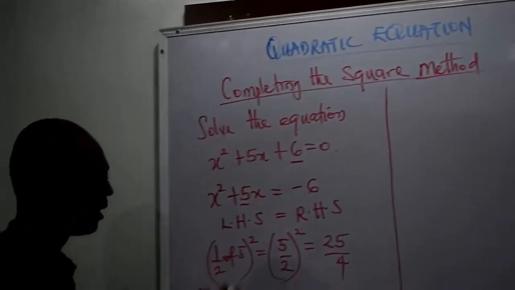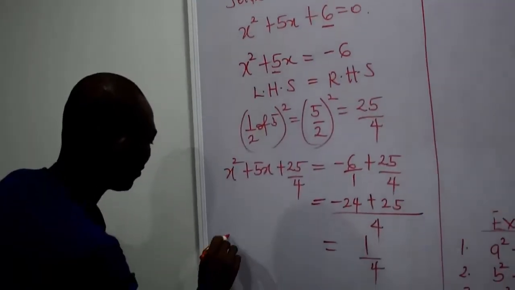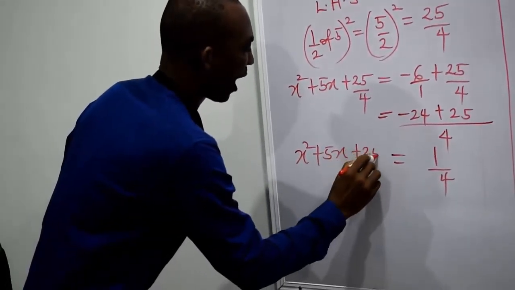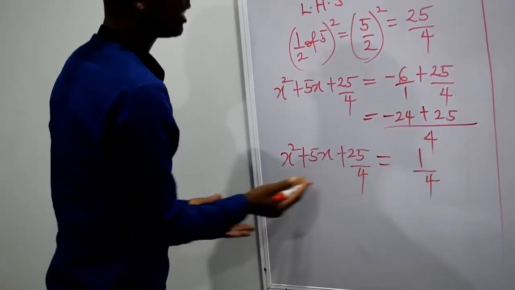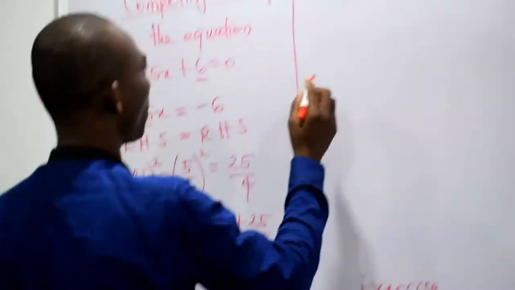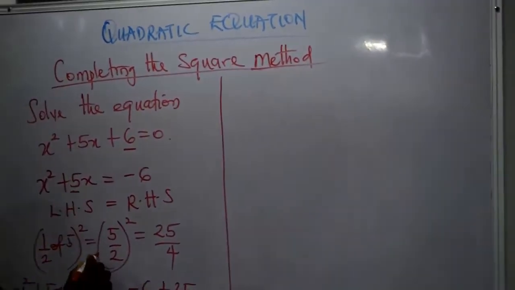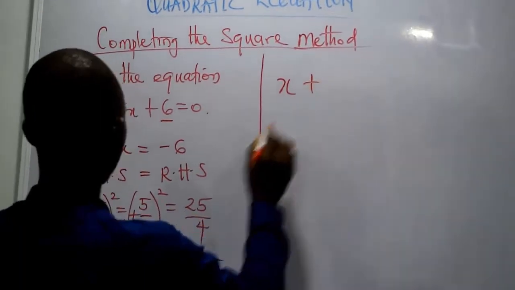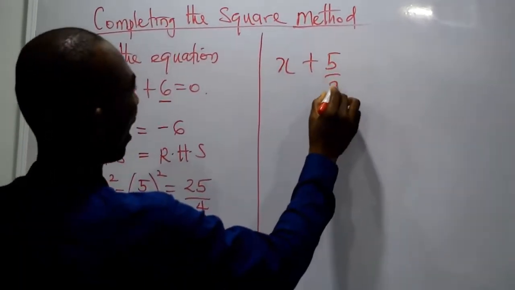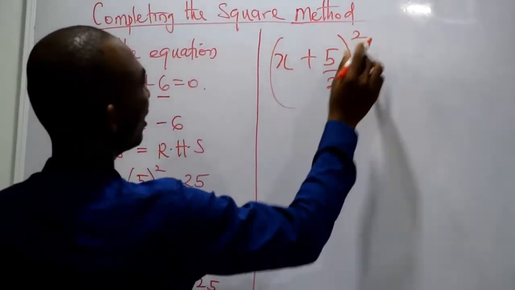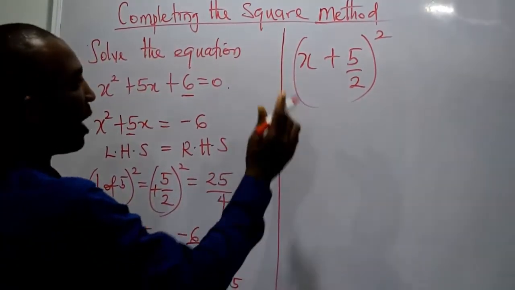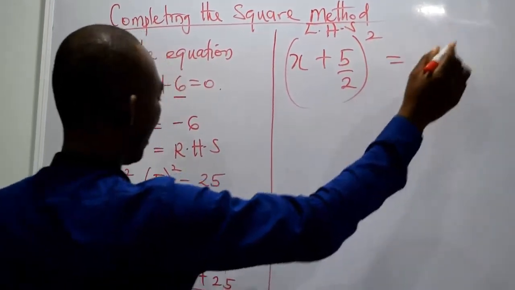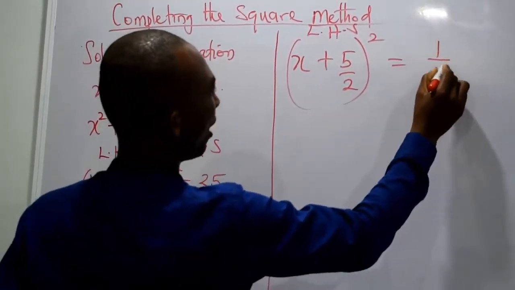So let's move to this side now. From this left hand side, we have x squared plus 5x plus 25 over 4. This is a perfect square. So let's continue from here. A perfect square, it becomes x plus 5 over 2. This is what makes the left hand side a perfect square, and the right hand side is 1 over 4.